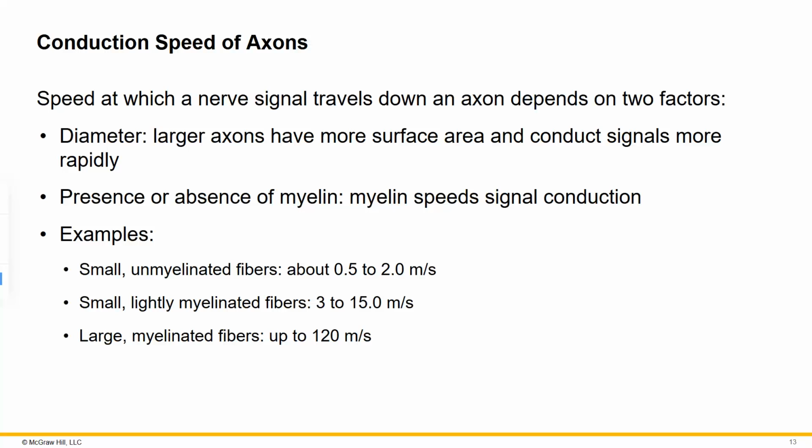One, the diameter. Larger axons have more surface area and conduct signals more rapidly. Two, the presence or absence of myelin. Myelin speeds up signal conduction. So here's some examples provided. Small unmyelinated fibers, pretty slow. Small lightly myelinated fibers, a little bit faster. Large myelinated fibers, up to 120 meters per second. So those go pretty quick.